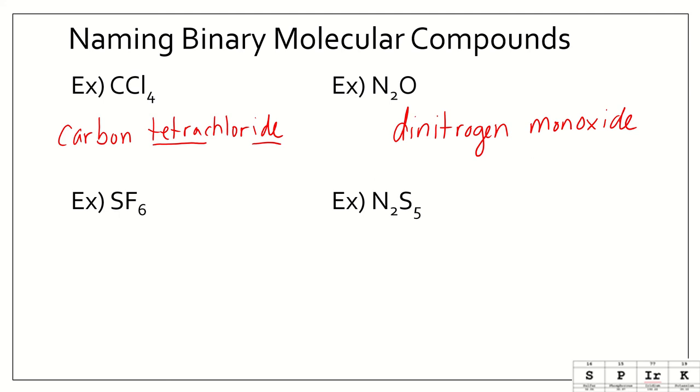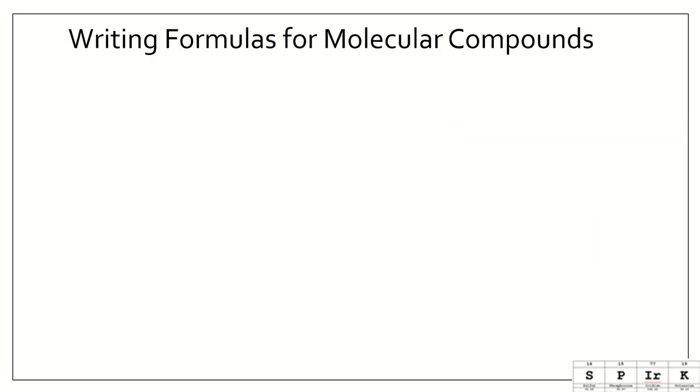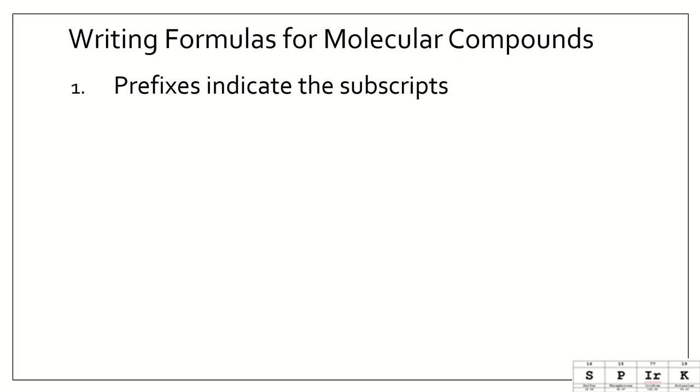What we see here is SF6, so that's sulfur. Prefix for 6 is hexa, so hexafluoride. Sulfur hexafluoride. And the last one here, N2S5, that's dinitrogen pentasulfide. Dinitrogen pentasulfide. All right, now let's go in reverse, writing formulas.